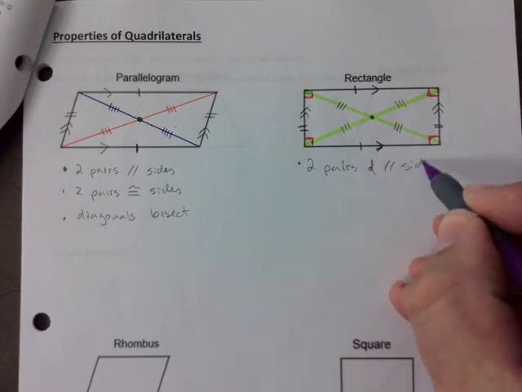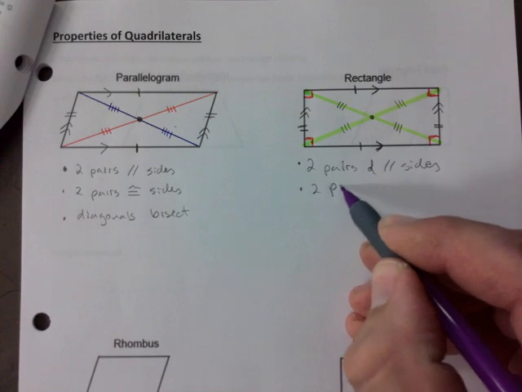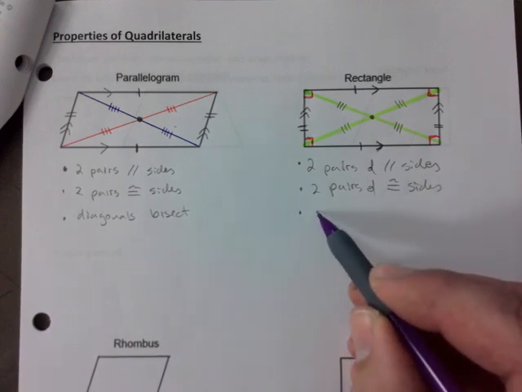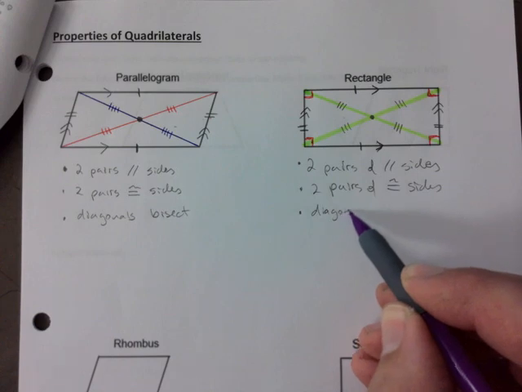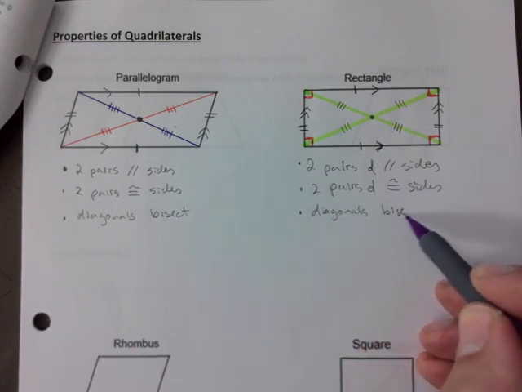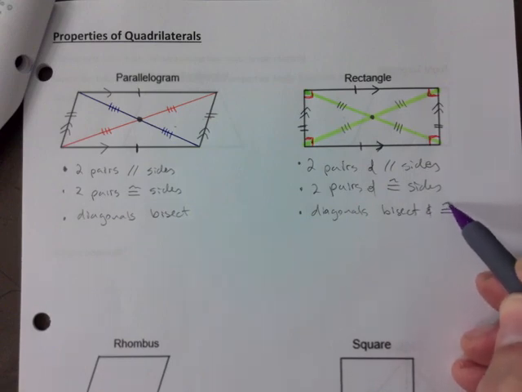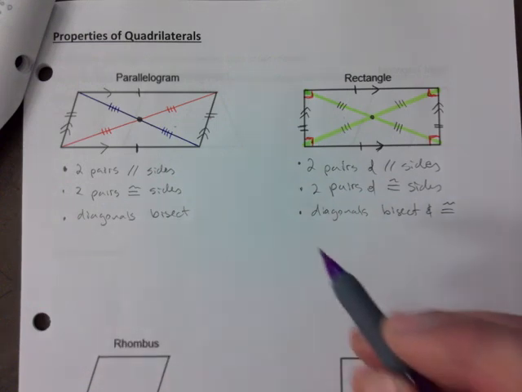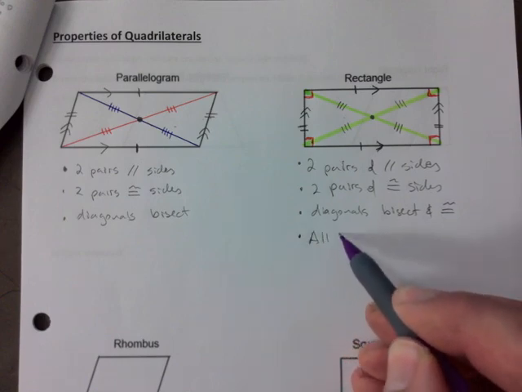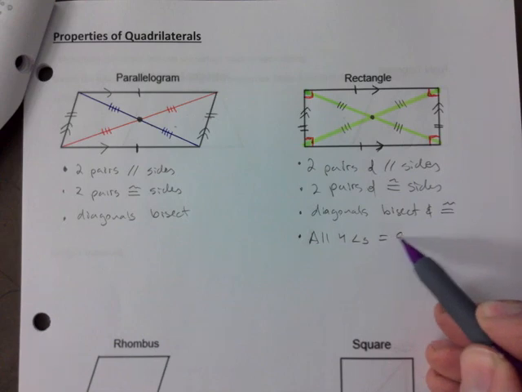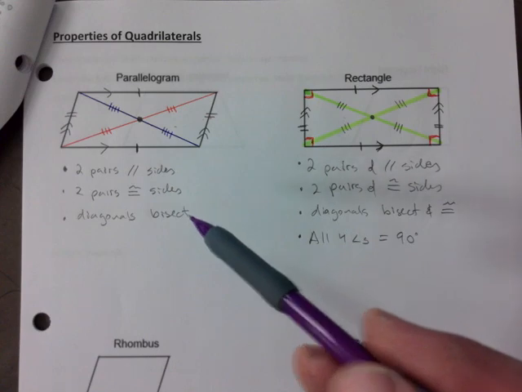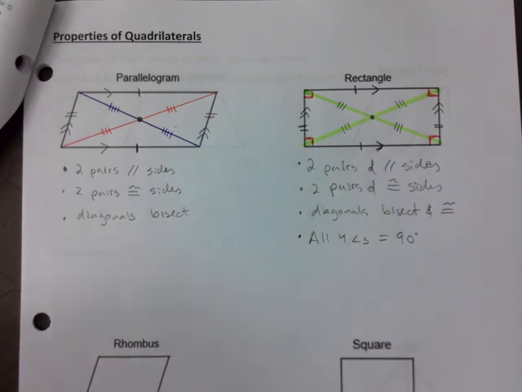So two pairs of parallel sides, two pairs of congruent sides, diagonals, watch this, bisect and are congruent. That's how it's different, right? It's bisect and are congruent. All four angles are equal to 90 degrees. So actually we have more to say about that one. That's how you would distinguish a rectangle from a parallelogram, but they're cousins. Think of it that way.